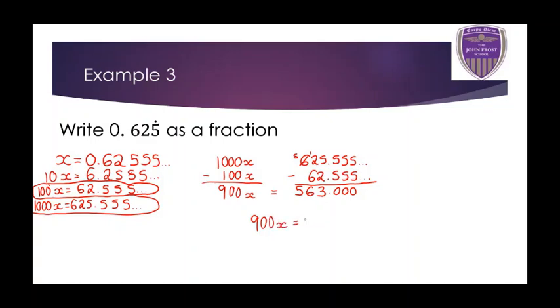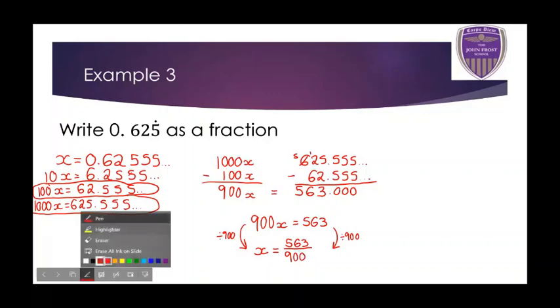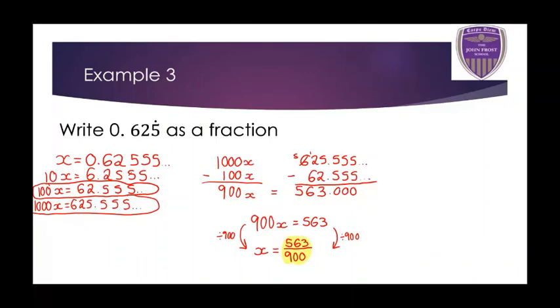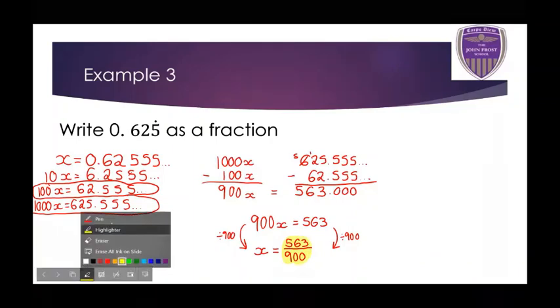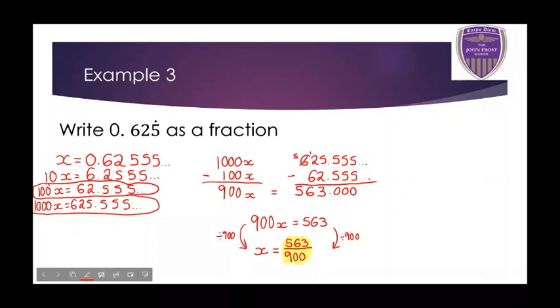To solve this, I have to divide both sides by 900, like so. So I end up with x is equal to 563 over 900. So that is 0.625 recurring, with only the 5 recurring, as a fraction: 563 over 900. Let's have a look at the main task.